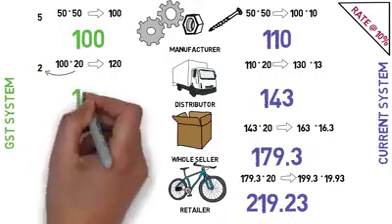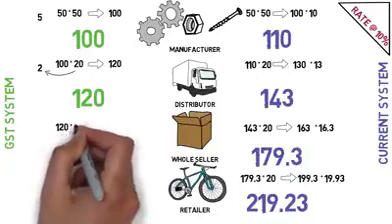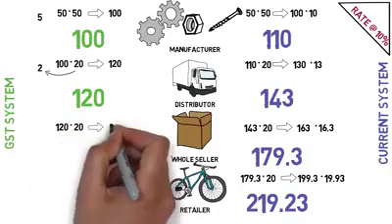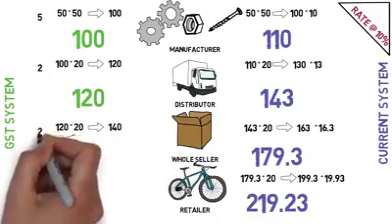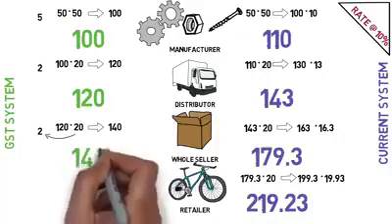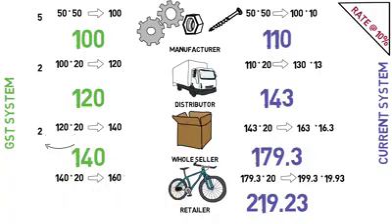The wholesaler buys the product for 120 rupees and follows the same pattern, adding 20 rupees as his profit, and the price becomes 140. He pays a tax of 2 rupees on his profit of 20 rupees. The retailer buys the product for 140 rupees, adds a profit of 20 rupees, pays taxes of 2 rupees on his profit and raises the final consumer price to 160 rupees. So if the prices are compared, the product is 59.23 rupees cheaper in the GST system than in the current system.